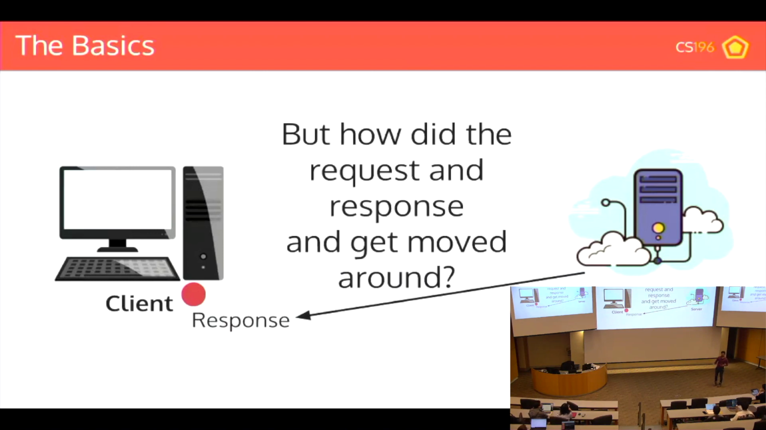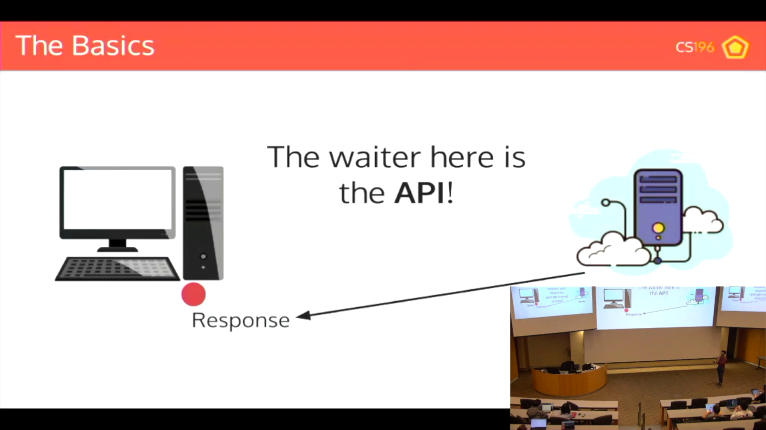But again, how did this response get moved around? Who's handling it? How are we getting exactly what we need? It's pretty difficult to handle, like send millions of bits over and get that back. But the waiter here is our API. Using the application programming interface, we can reduce the complexity of having to send data over, and we can outsource a lot of our work because the API makes it so easy.